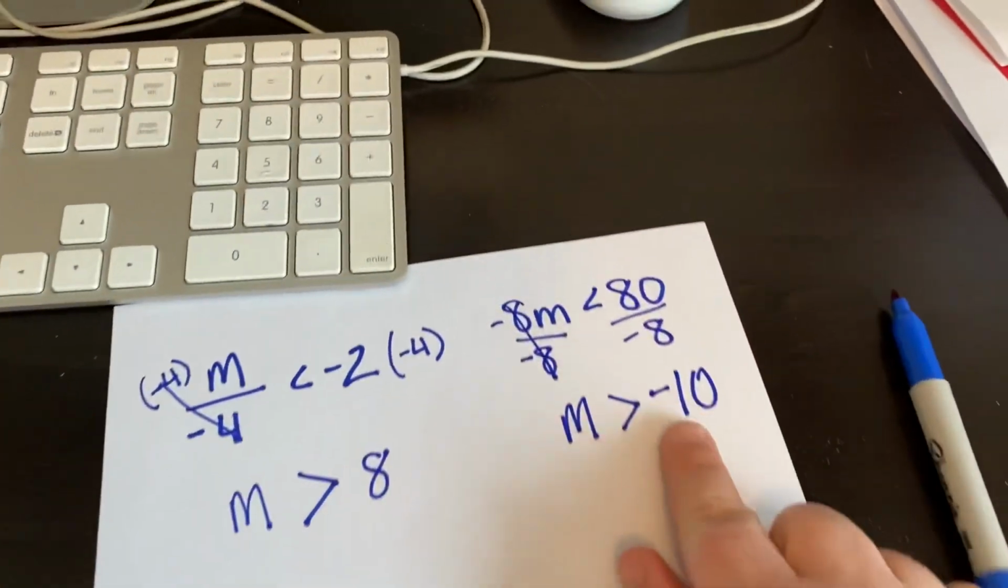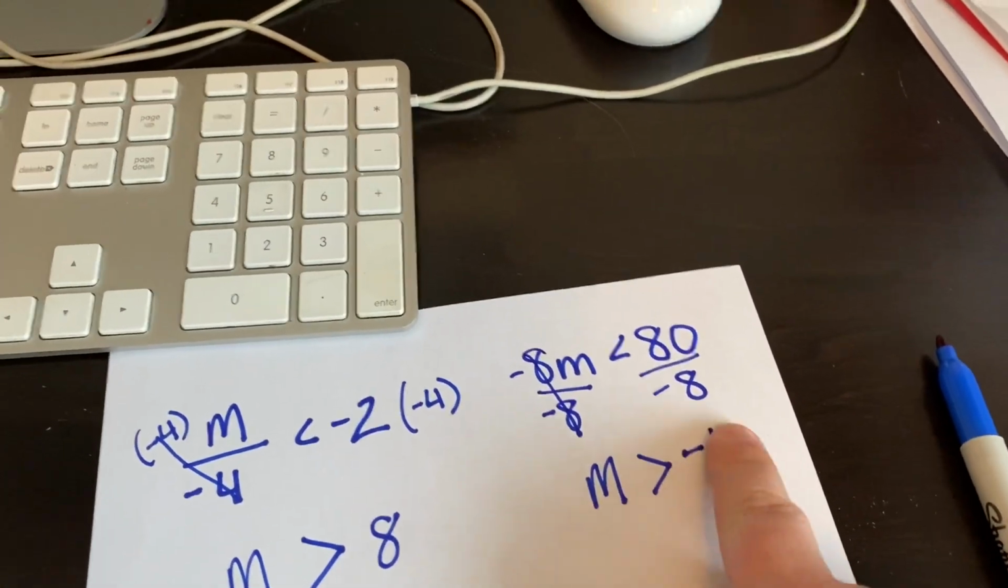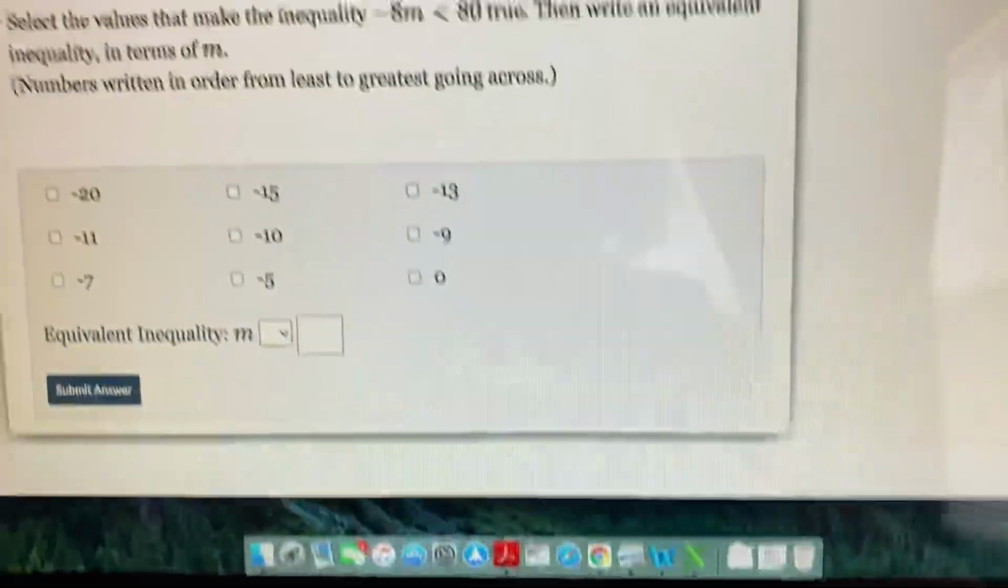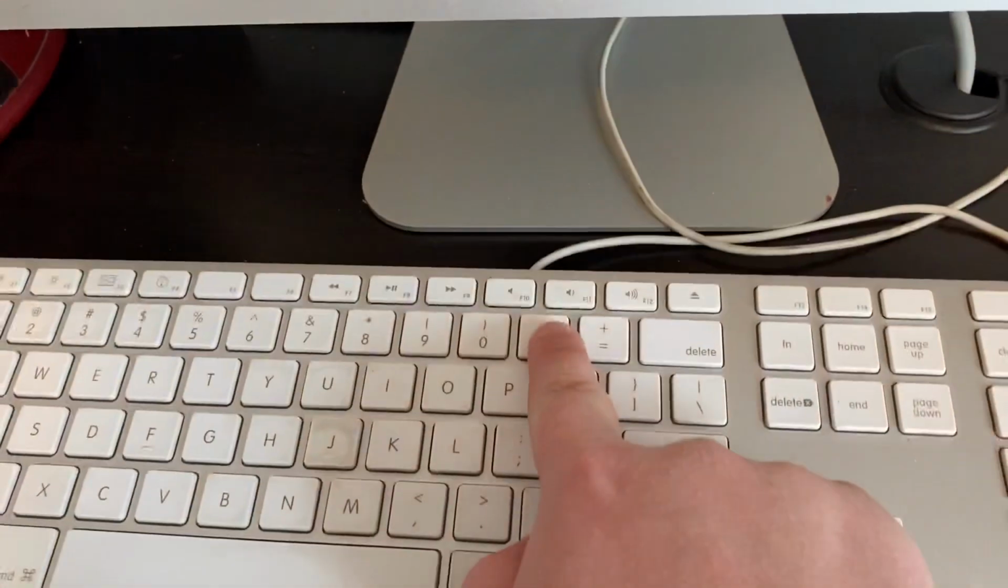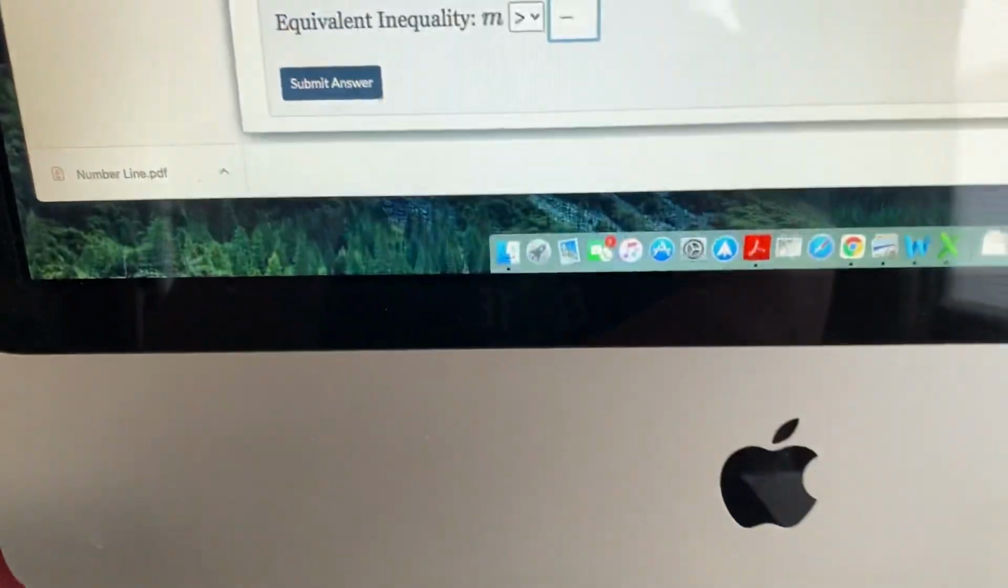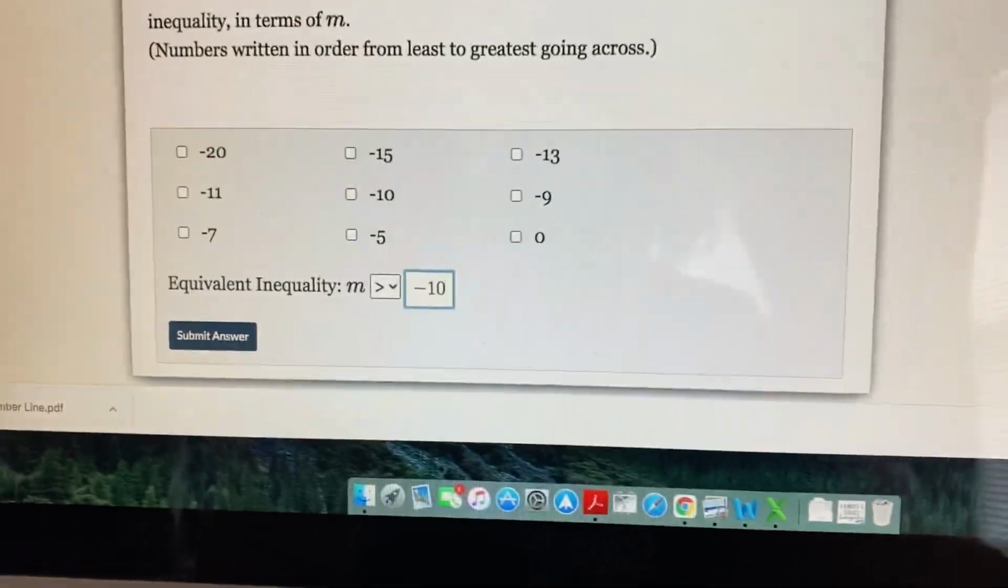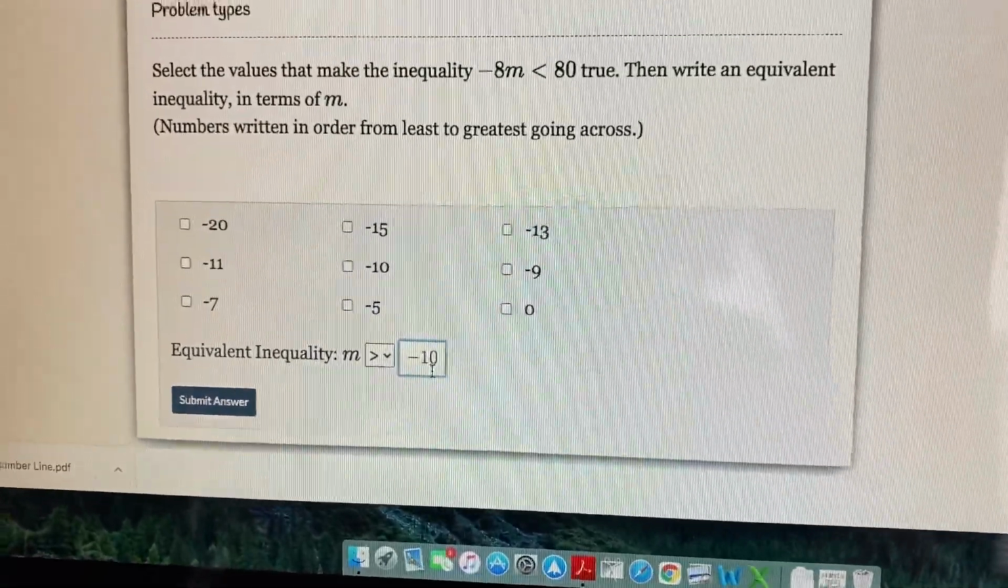The reason why I wanted a problem like this is because I have a negative answer and I had to flip the sign. So that's a little bit tricky. So m is greater than -10. Remember, for a negative, we just push that dash, 10. There's my answer. Okay, so m is greater than -10.